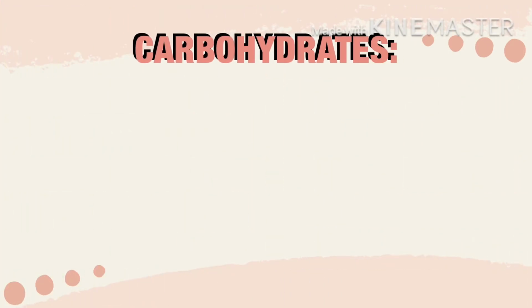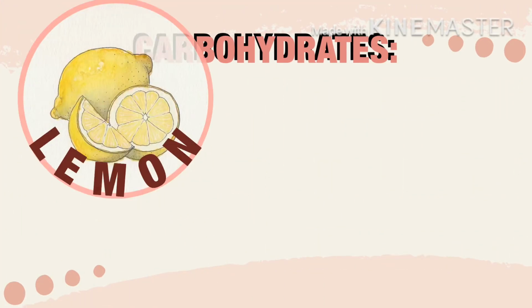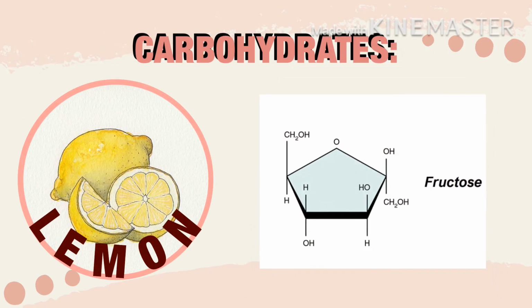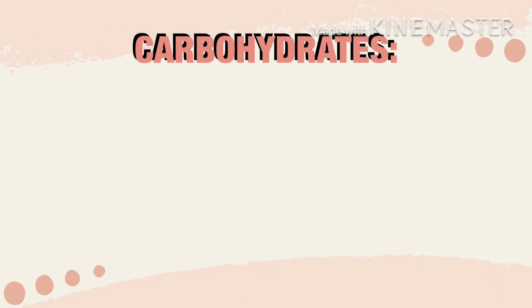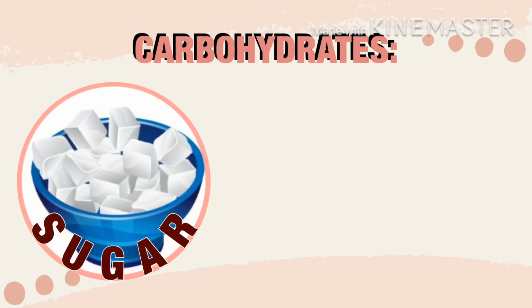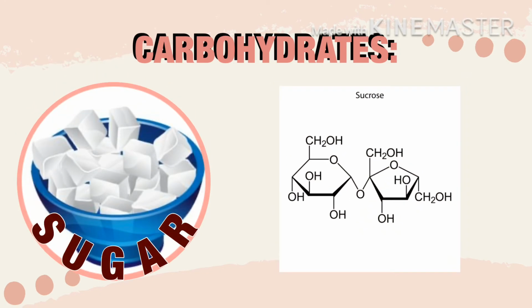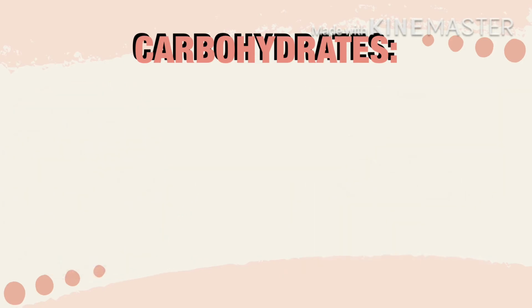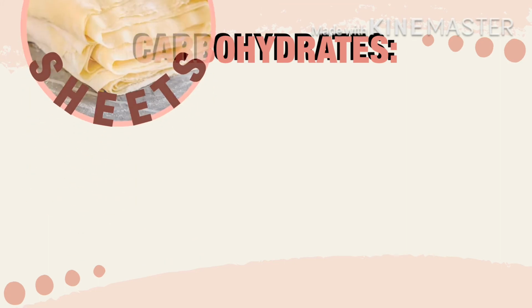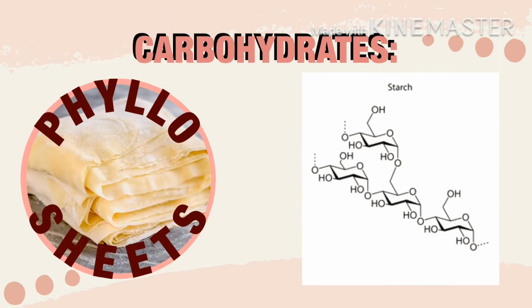This time, let us identify the different structures of biomolecules present in every ingredient. Starting with carbohydrates, first, we have lemon that contains fructose, which is a monosaccharide. Next is sugar that contains sucrose or table sugar, which is a disaccharide. It is formed when a glucose and a fructose are bonded. Lastly is the phyllo sheets that contain starch, which is a polysaccharide.